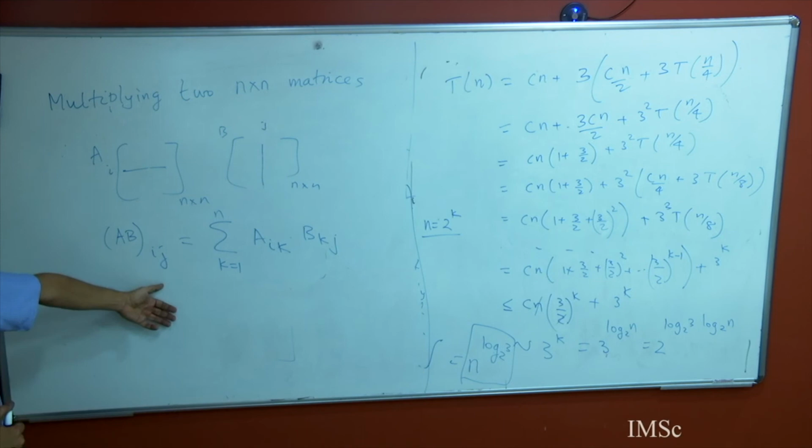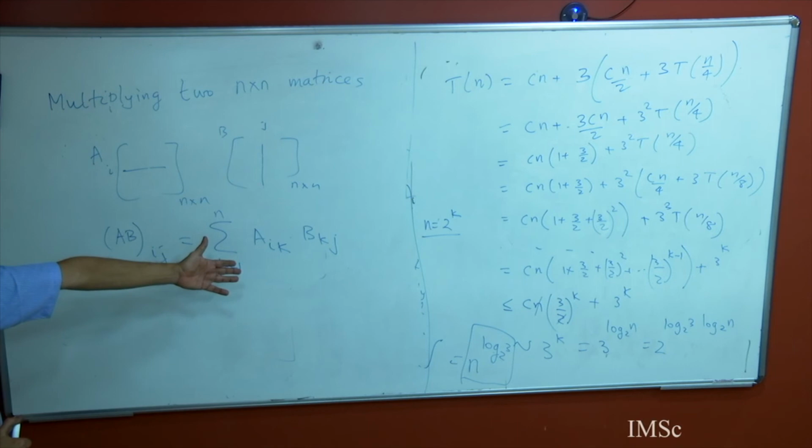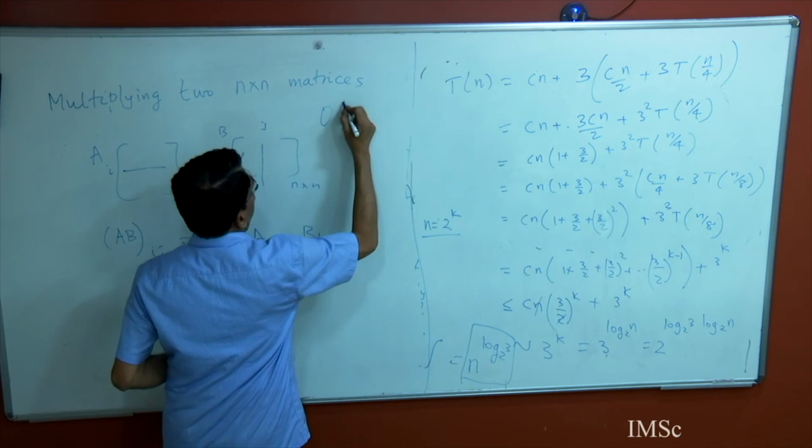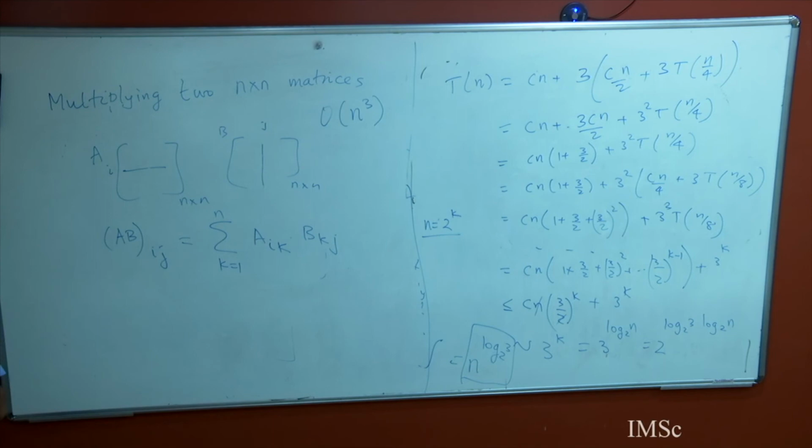So, how much time does it take to get one entry of the product? n. And how many entries are there? n squared. So, totally, how much time? n cubed. Okay, so this is an n cubed algorithm. Right, there are n squared entries, each entry takes linear time.